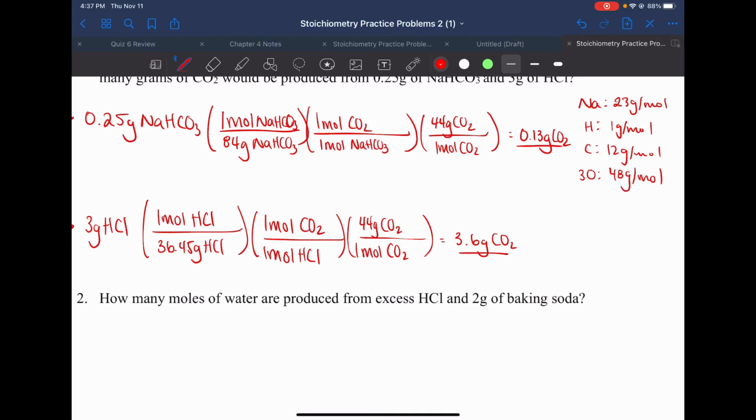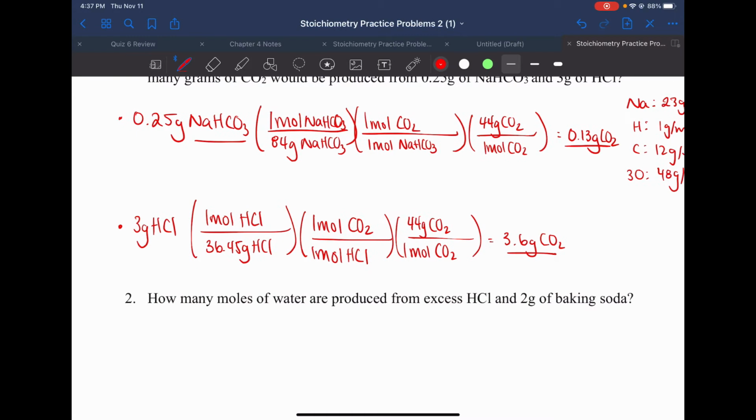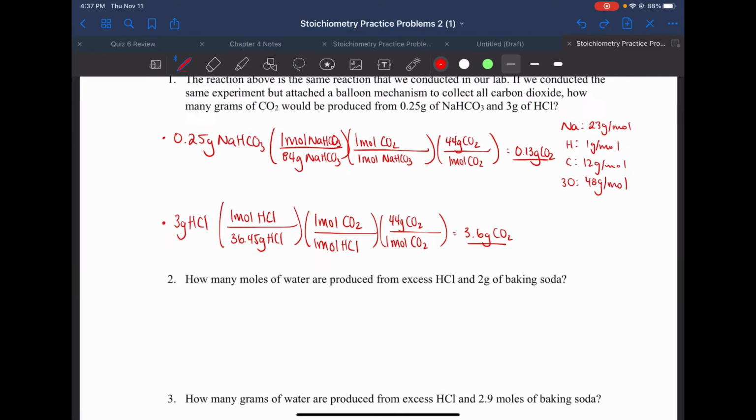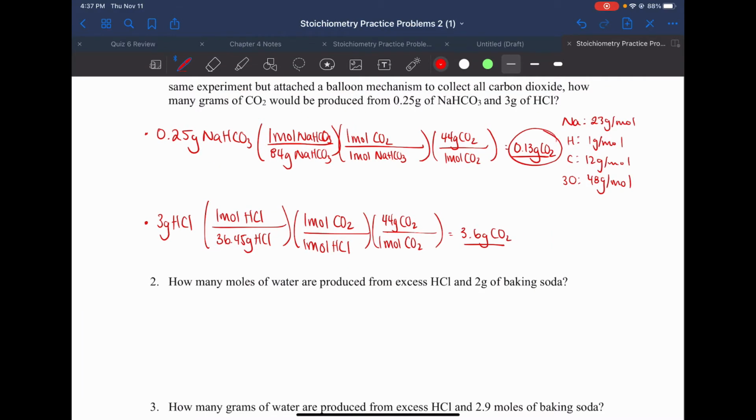0.13 grams or 3.6? Correct, 0.13, because it's less, right? It's forming less. So our limiting reagent is baking soda. And we would form 0.13 grams of CO2. So that's our final answer.